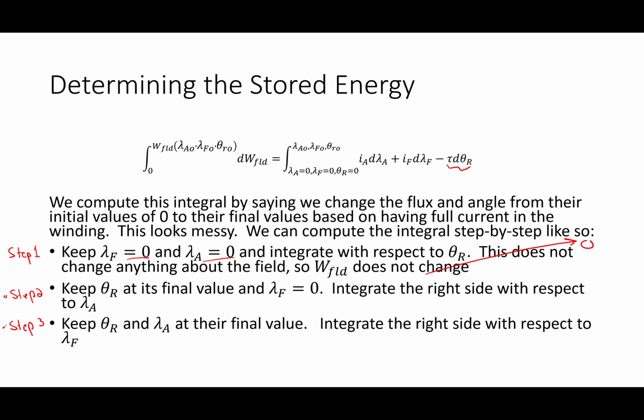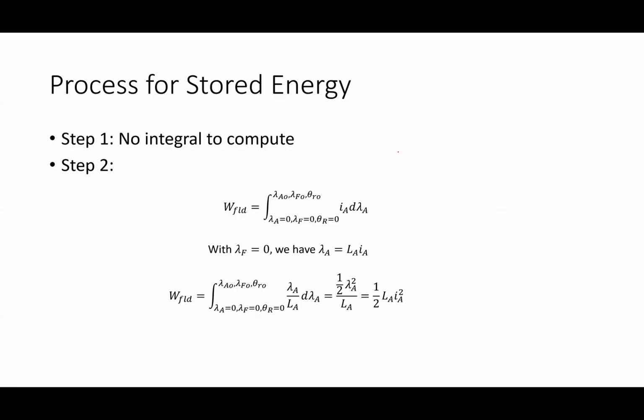In step 2, I assume that lambda F is 0. In other words, there's no current going into the F coil, but there is a current going into the A coil. So I compute this integral only doing this term. In the last step, coil A's current was already put in during step 2, so now I do this integral, and I assume that coil A is already acting. So step 1, there's nothing to do. This is equal to 0. We don't have to worry about it. For step 2, I basically have to compute I d lambda A.